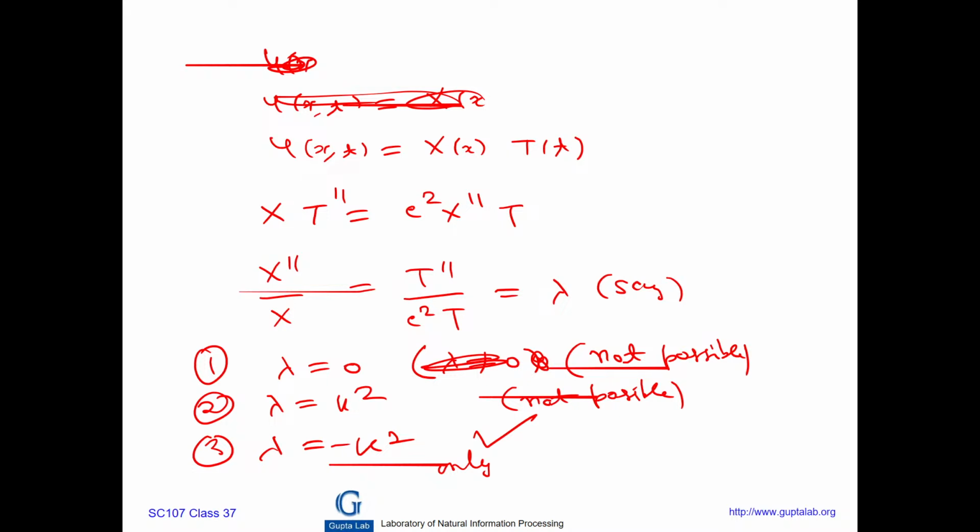Okay, so that means lambda is equal to 0 is not a possibility. You will eliminate that, right? Similarly, you can do it for lambda is equal to k square. The only thing left is lambda is equal to minus k square. Okay, and then the solution looks a bit beautiful, right?